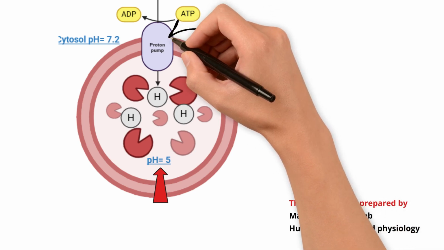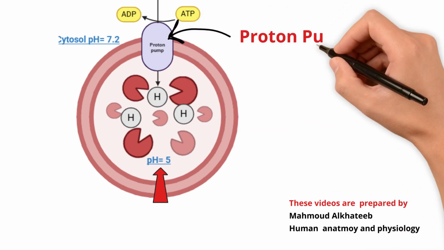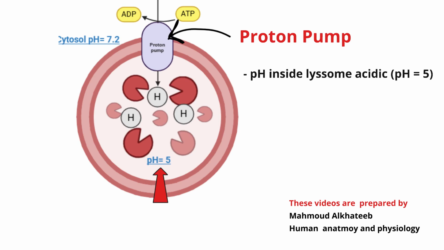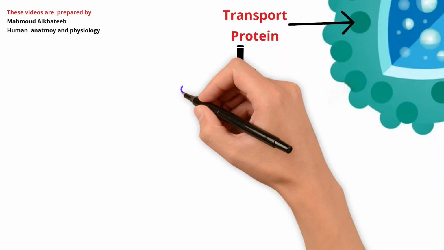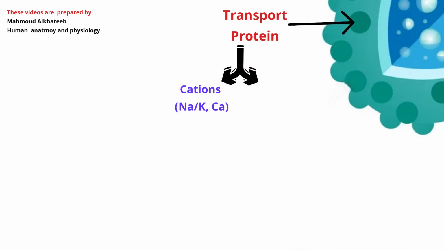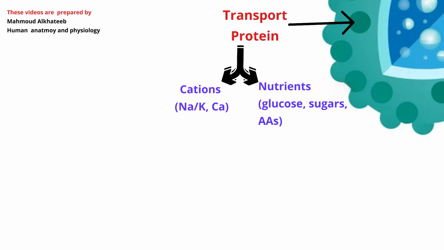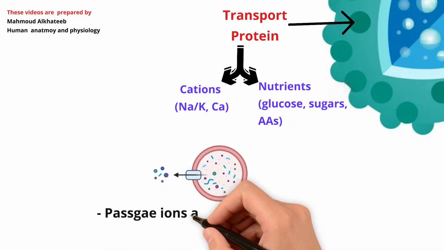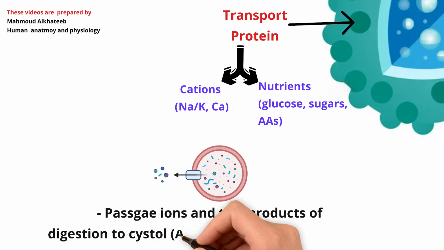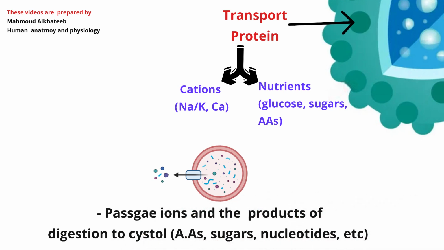The acidity within the lumen of the lysosomes is maintained by proton pumps that are embedded in its membrane. Also, the lysosomal membrane harbors a variety of transporter proteins, including cation transporters for sodium, potassium, and calcium, as well as nutrient transporters. These transporter proteins facilitate the movement of ions, amino acids, sugars, and lipids to the cytoplasm, ensuring homeostasis and biomolecule export.